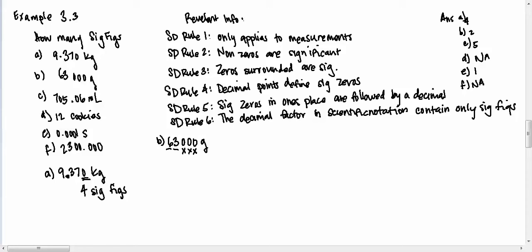Essentially, I think of them as placeholders. I couldn't write the number 63,000 without them, but I still need them just in case they're significant.